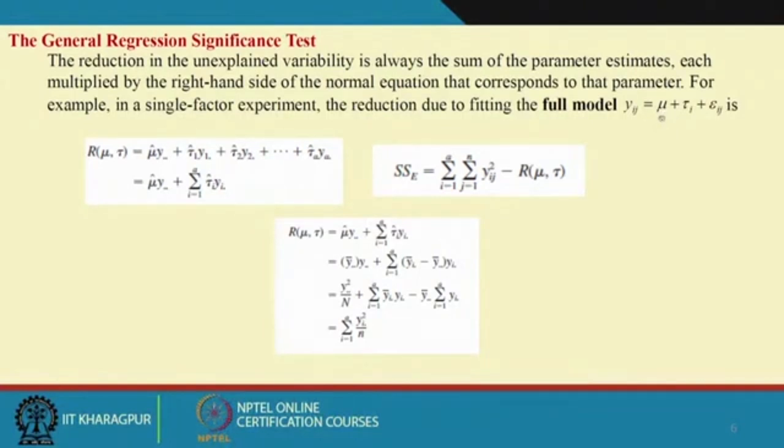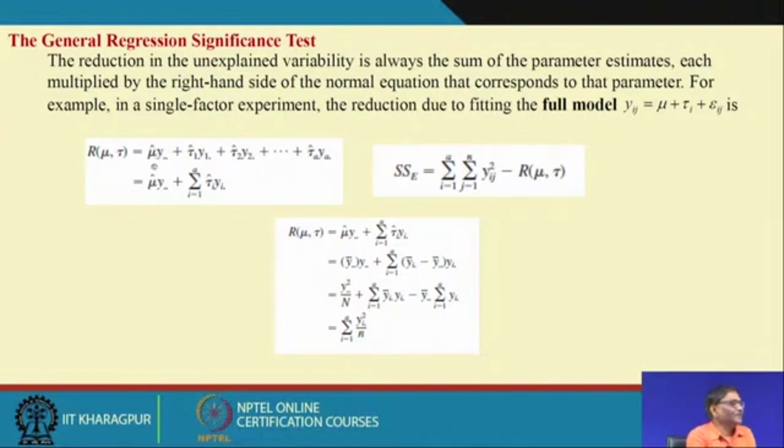So, what is the estimate of mu? That is mu cap. What is there on the right-hand side of the normal equation? The grand total, multiplied by the grand total. What is the second one? Tau 1 cap with right-hand side y1 total, tau 2 cap with y2 total, tau a cap with ya total. This is equivalent to mu cap y.. plus the sum over i = 1 to a of tau_i cap y_i. This is the reduction of variability of y if you use the full model.